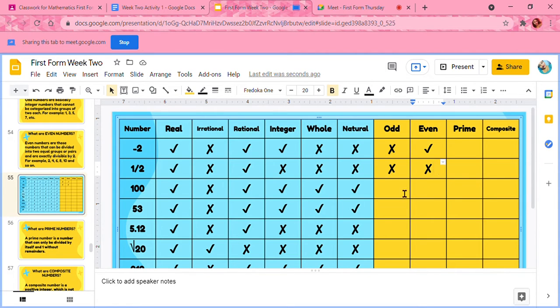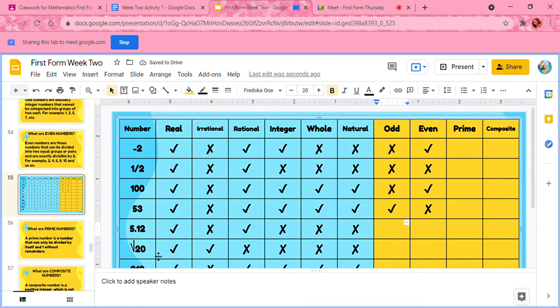Now how about 100? Is 100 odd? No, it's not. Very good. Is it even? Yes, very good. How about 53? Is 53 odd? Yes, very good. Is it even? No, it's not.